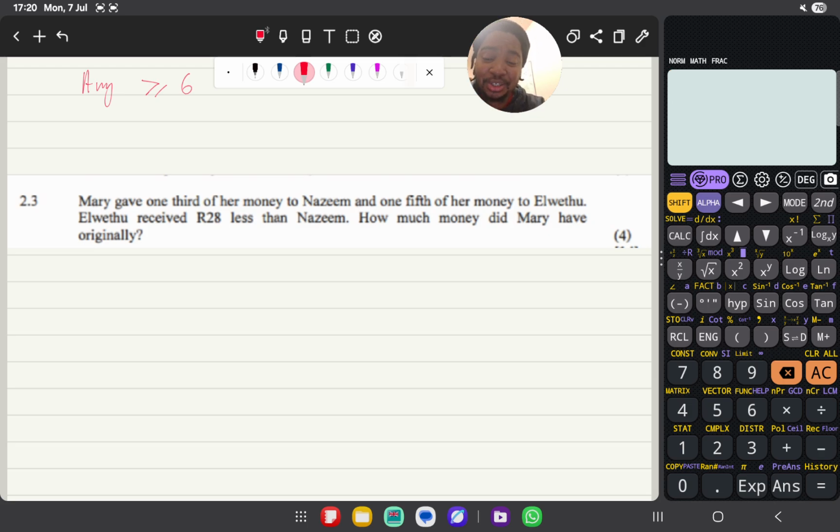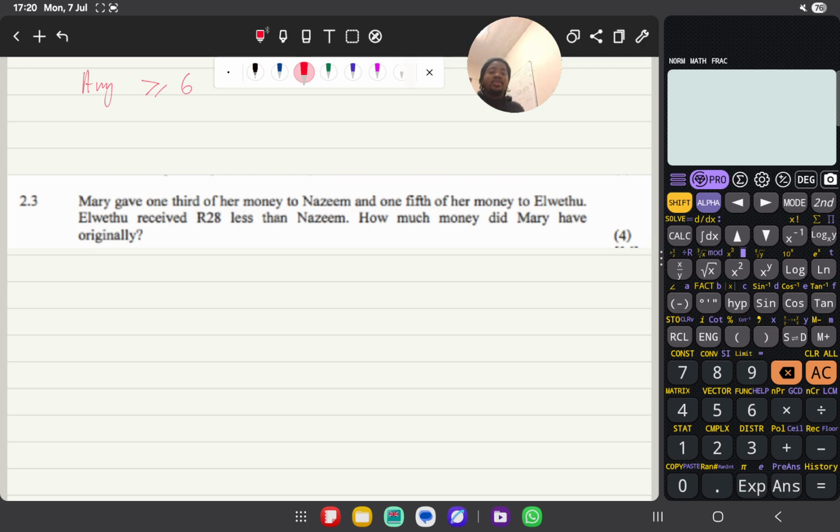Elwetu receives 28 rand less than Nazarene. Yeah. Oh, it's not even Nazarene, I'm saying Nazim. Yeah, Nazim. I wonder if that's an English name or a Xhosa name. How much money did Mary have originally?